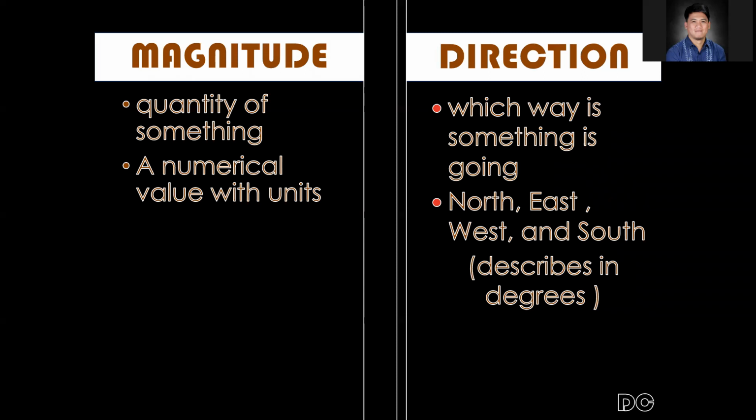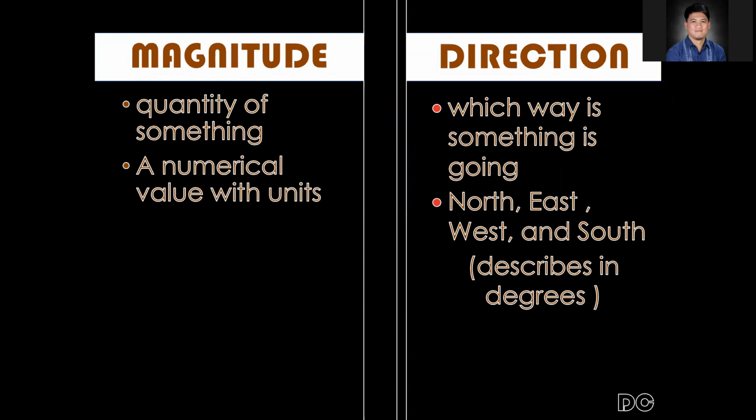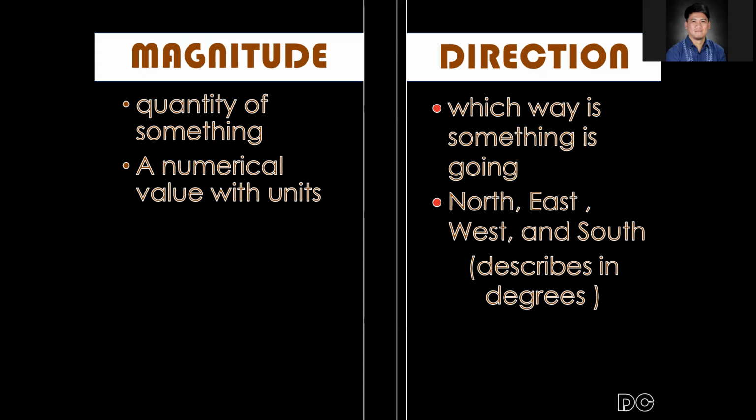On the other hand, direction tells us which way something is going. Examples of direction are north, east, west, and south, which are described in degrees, and also to the right, to the left, up or down. So magnitude is a numerical value with units, and direction tells us which way something is going.